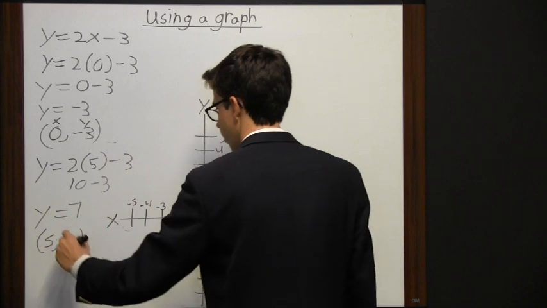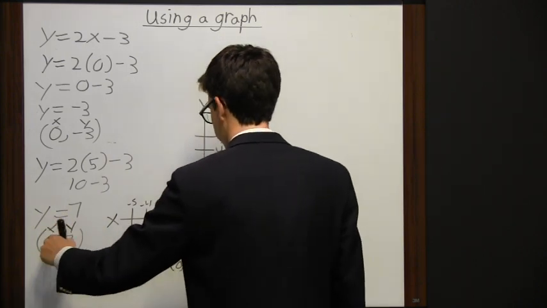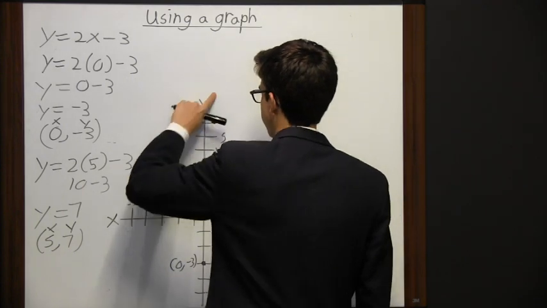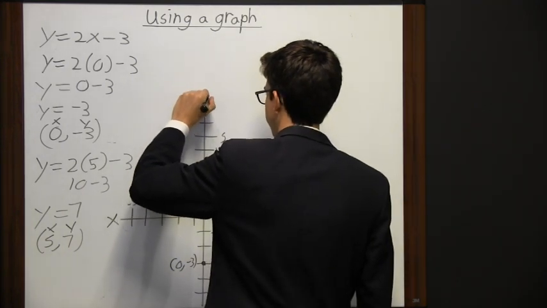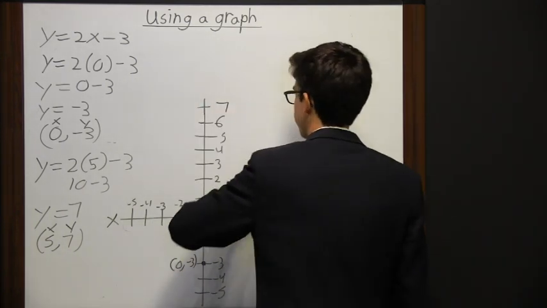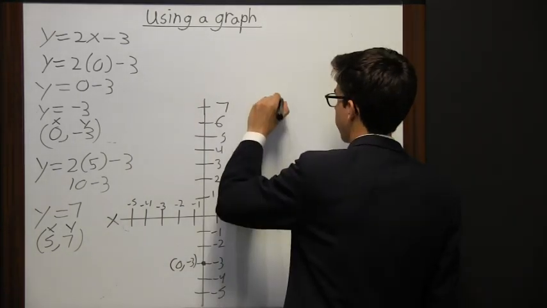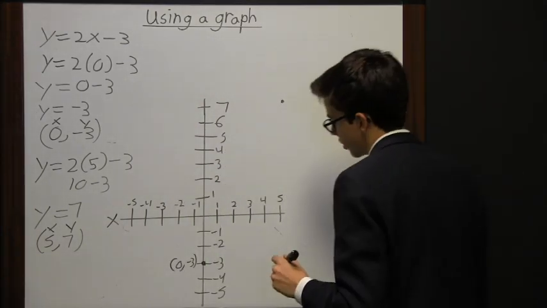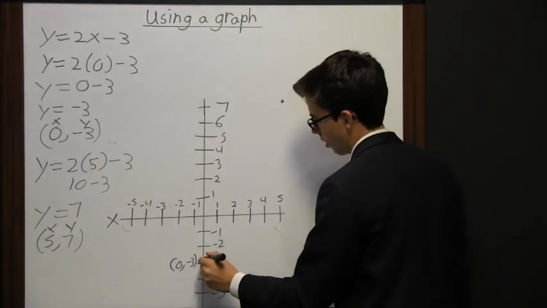Then we look for the x-coordinate first and then the y-coordinate, so we find 5. Then we need to go all the way up to 7, so we're going to need to extend this line a little bit to make it up there. And so we're going to go from 5 all the way up to 7 and draw a dot. And then we just need to draw a line all the way up there.